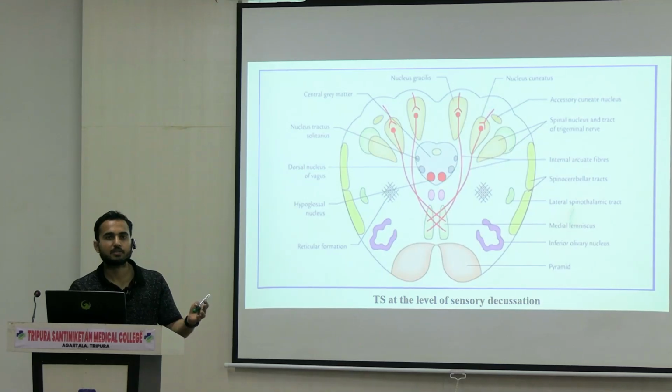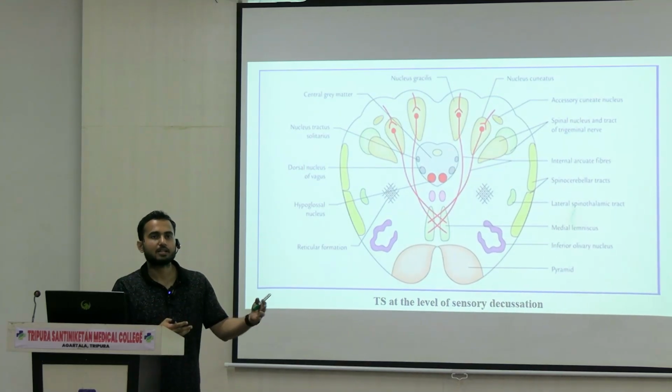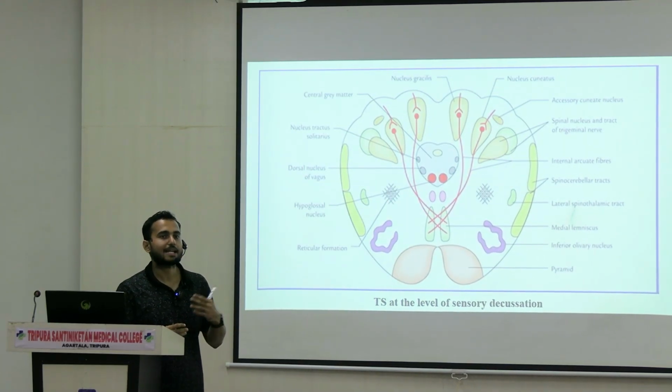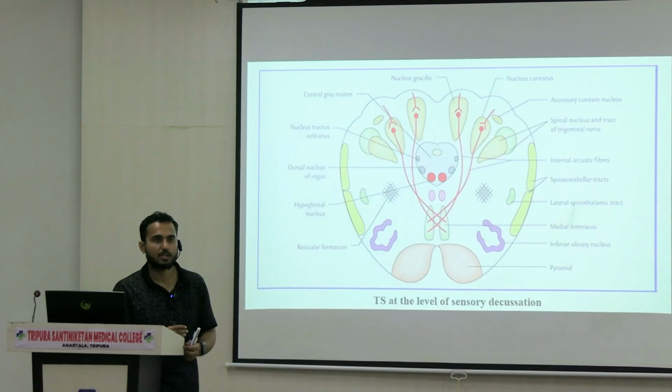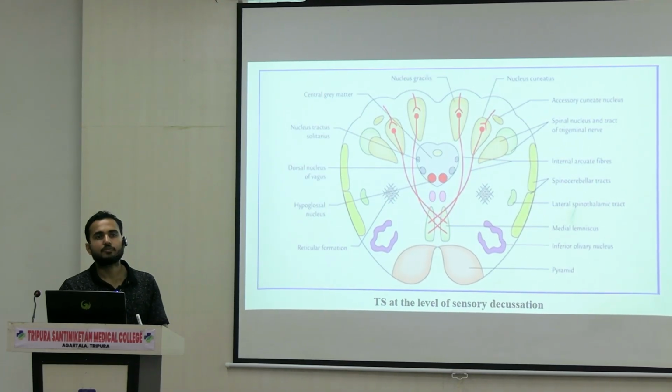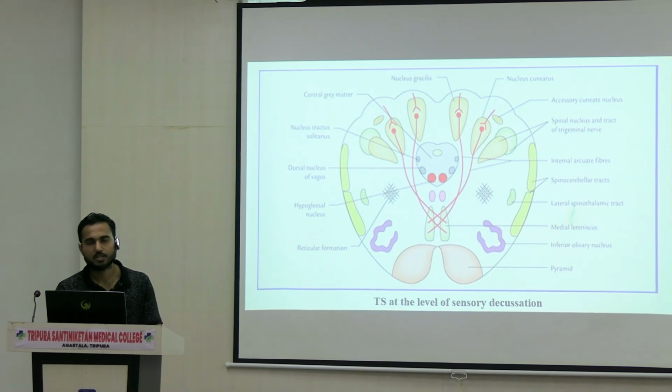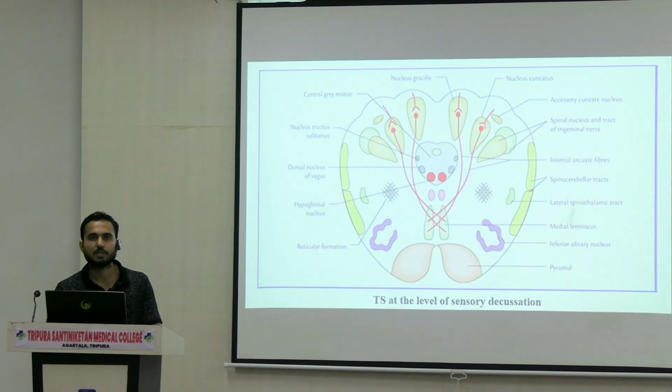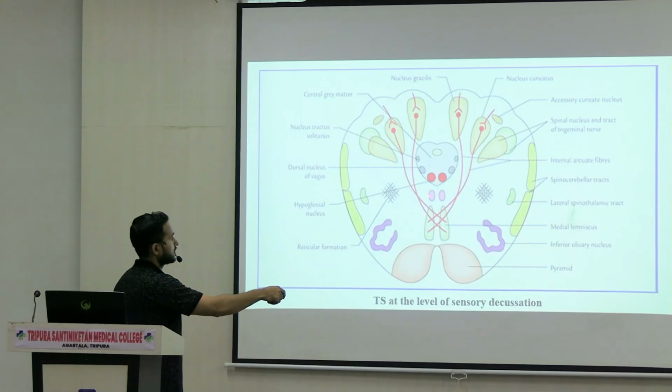Whenever you are playing cricket, you are trying to catch a ball, you are running, head movement is also taking place, eye movements are also taking place. So that particular coordination is done by a group of fibers called the medial longitudinal bundle, or MLB. This is the medial longitudinal bundle, this one.